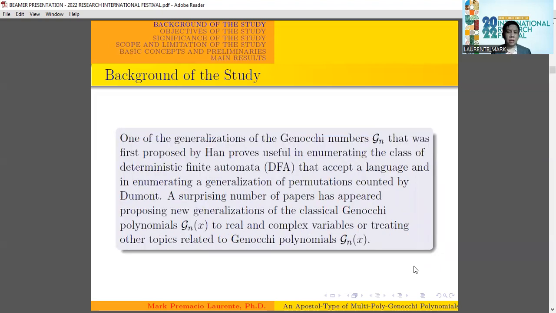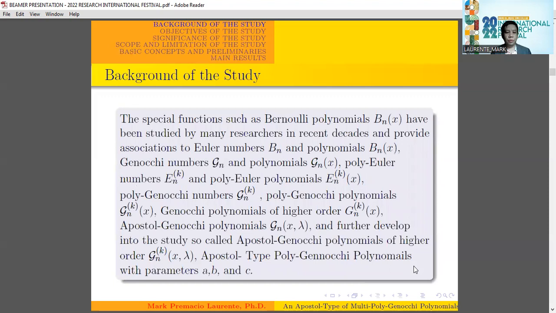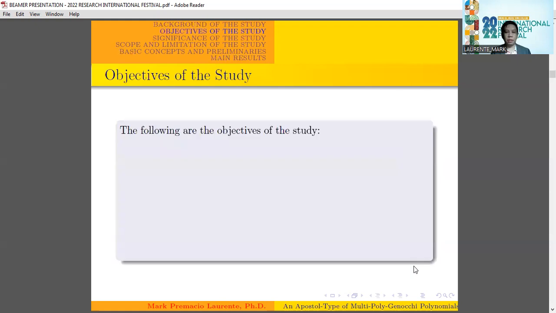So there is the generalization of Hano, which I just have to read. We also have the development of the Apostol-Genocchi polynomials, which is further developed into higher order, in which we have the Apostol-Type Poly-Genocchi Polynomials with parameters A, B, and C, which was partially published, and another extension of this is about to be published. If this is improved and developed, it can also be published in the future.